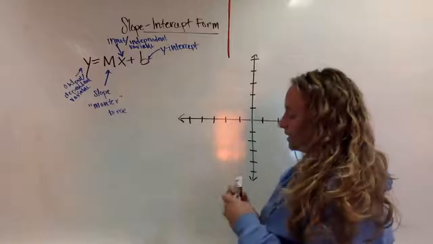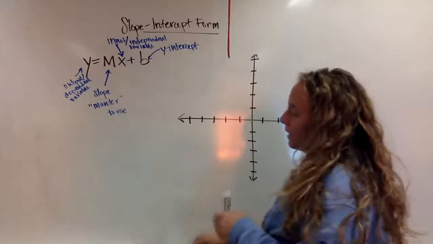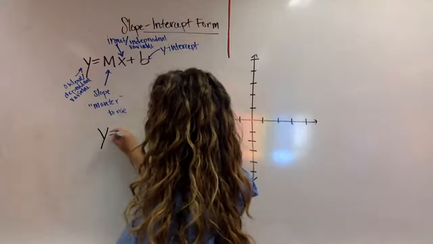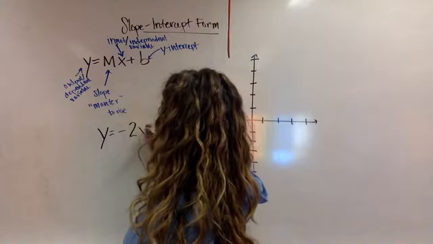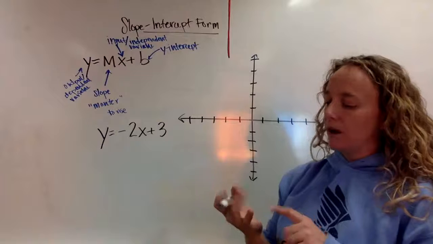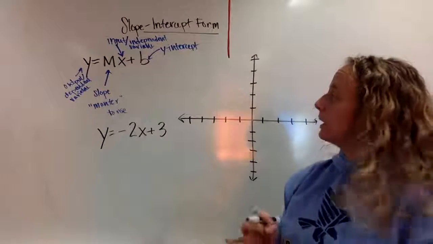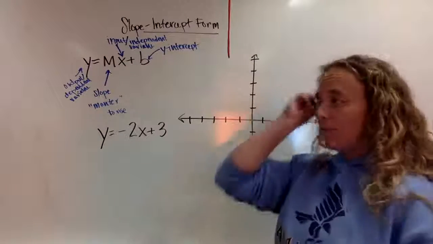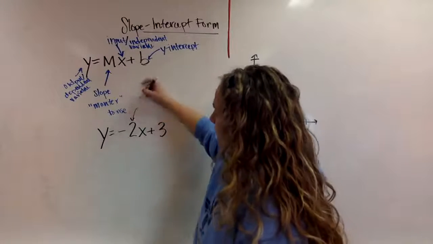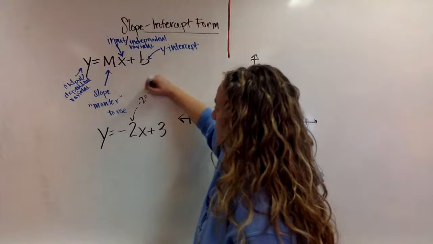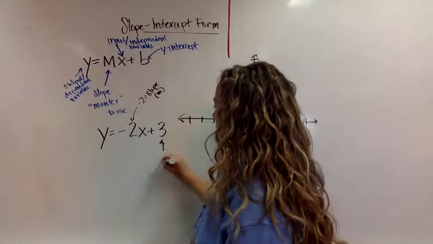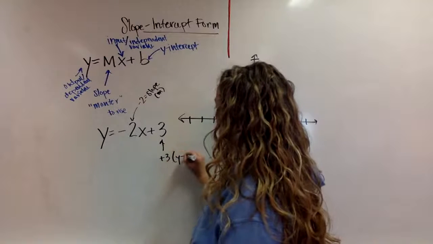This is what your equations will tend to look like when they're in slope-intercept form. It looks something like this: y is equal to negative 2x plus 3. Given this information, we should be able to find our slope and our y-intercept really easily and then use that information to graph something. So this negative 2 is our slope, the m. This positive 3 is our y-intercept.